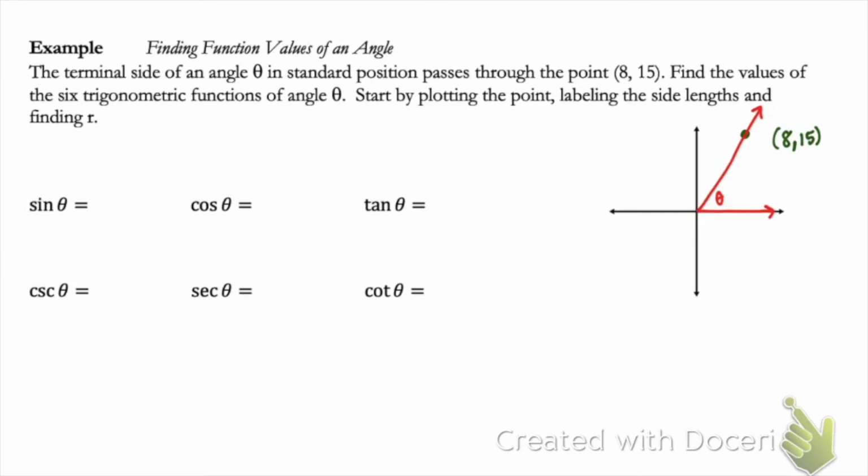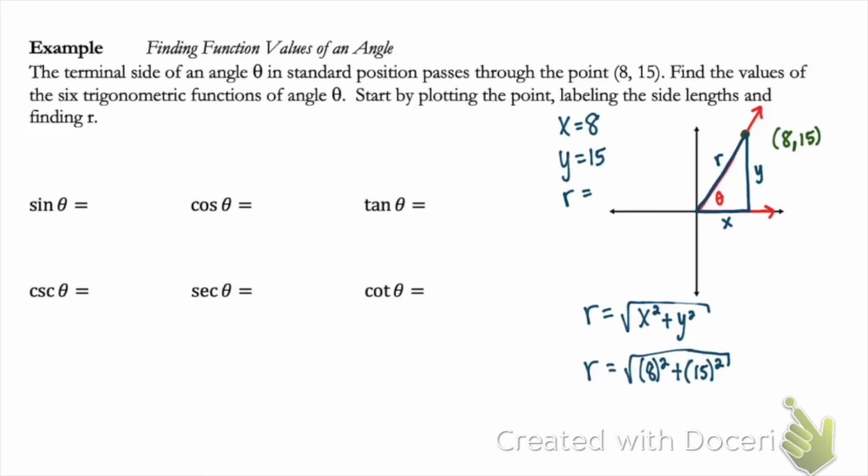Now we can draw the triangle that was made here. And we need to start by finding our x, y, and r values. Our x value is 8, and our y value is 15. Those values came from our point. To find the r value, we're going to use the formula that we looked at earlier. Plug in your values for x and y, your 8 and your 15, and then plug that into a calculator.